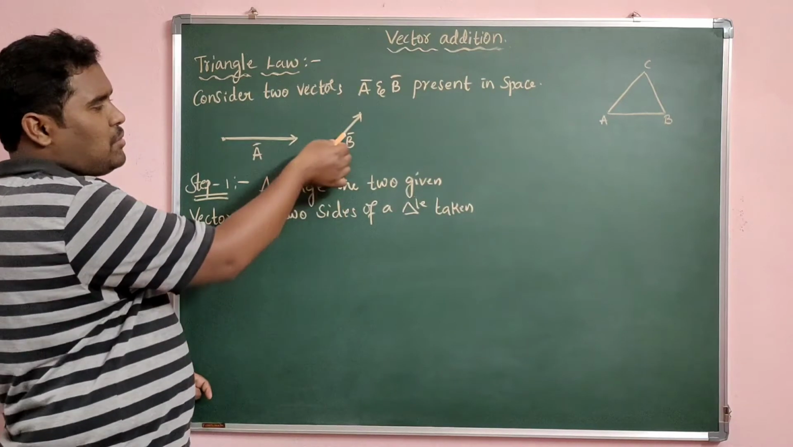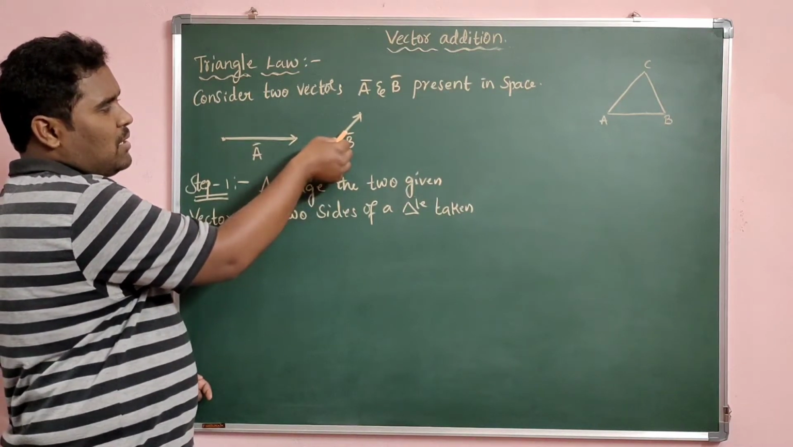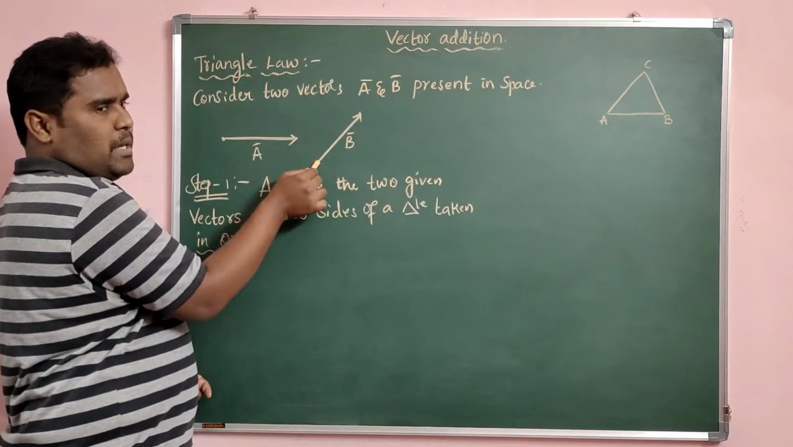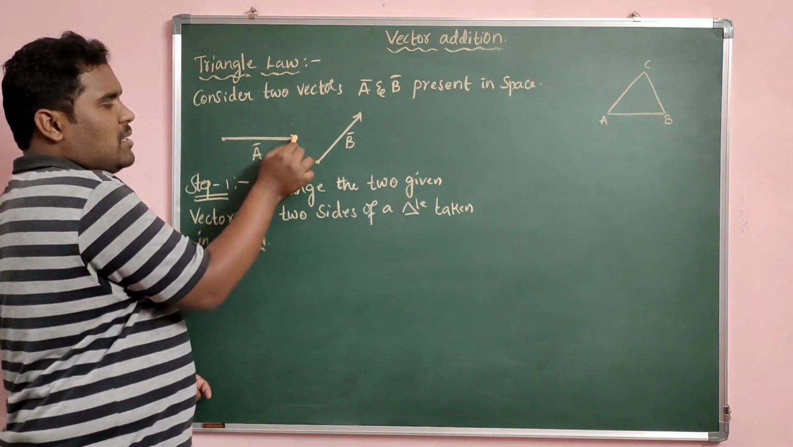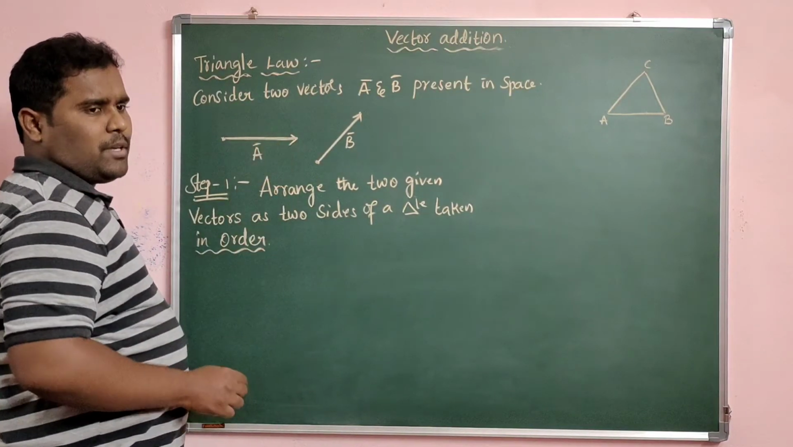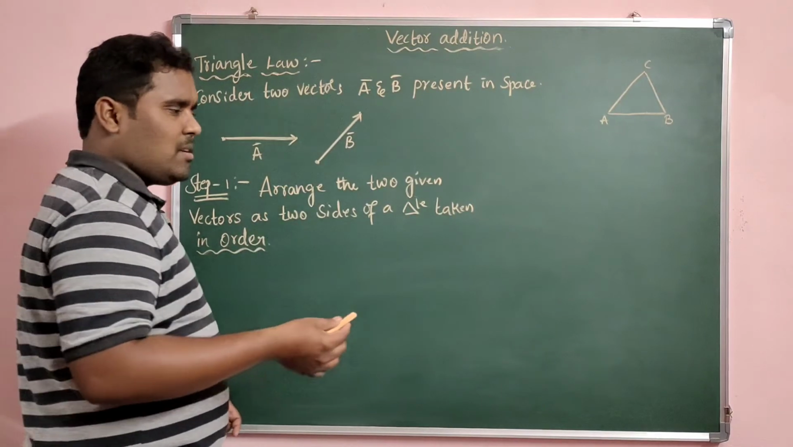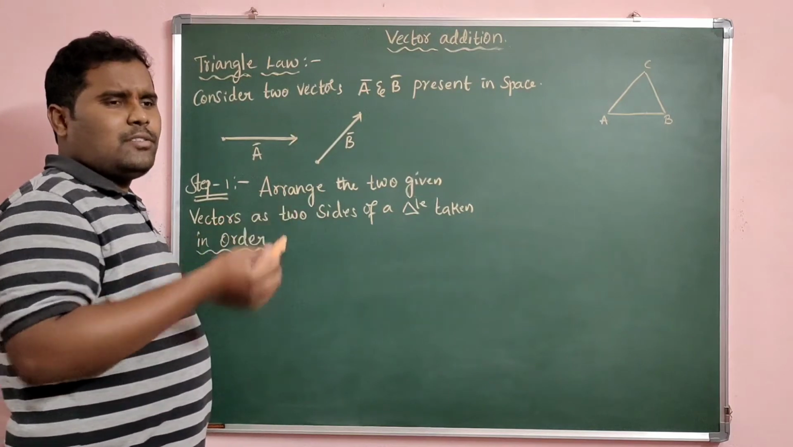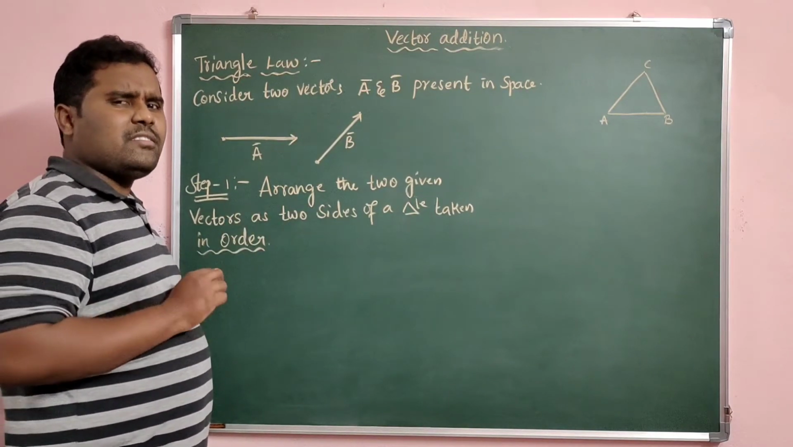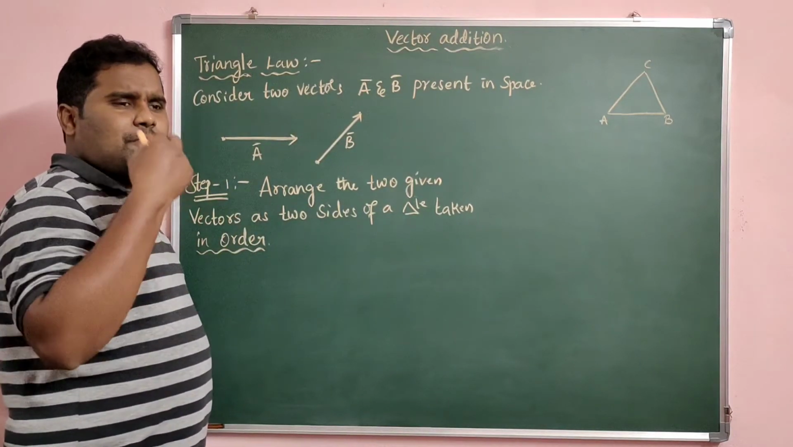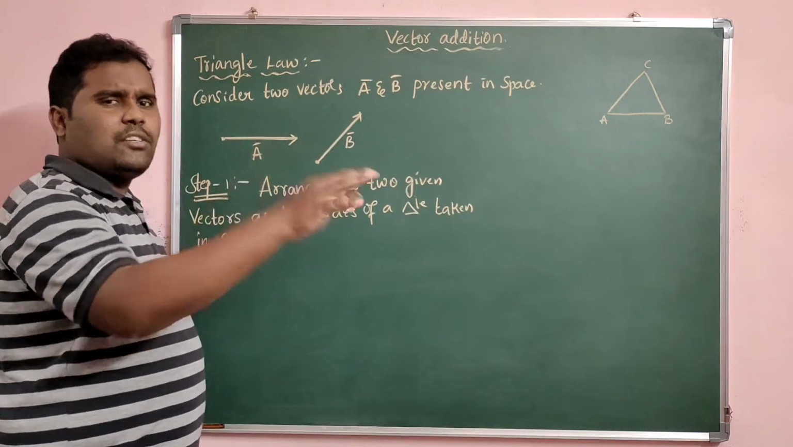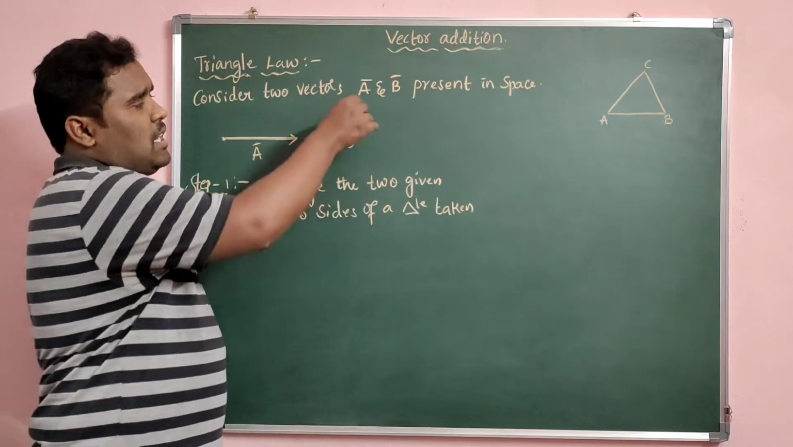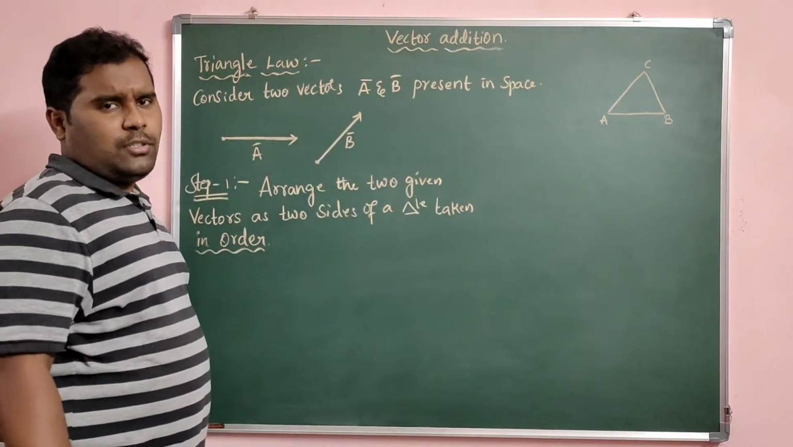It means you have to shift this vector in such a way that the initial point of B bar is present at the terminal point of A bar. You can ask me, sir, you are shifting the vector, right? Does the value of the vector change? Already we learned, shifting a vector parallelly, its value will not change at all. Only its coordinates will change, but the length of the vector is not going to change.